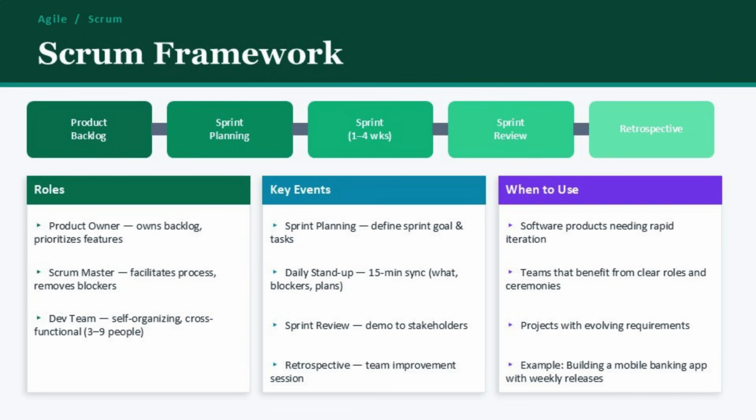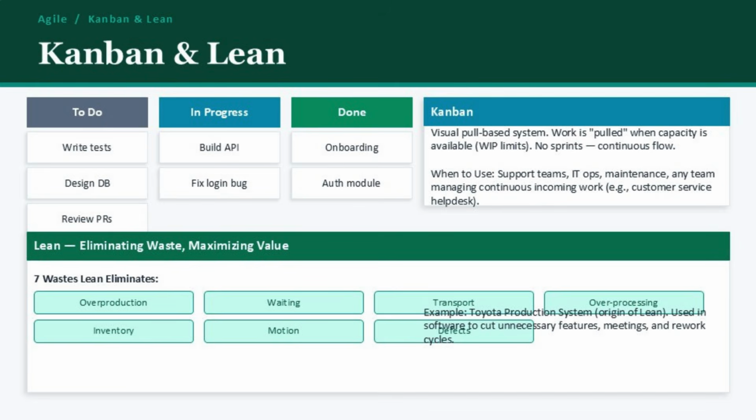Every 2 weeks, the team demos new features to product managers and real users, gets feedback, and adjusts the next sprint accordingly. The product continuously improves. 2 more agile methodologies that are powerful in different contexts: Kanban and Lean.